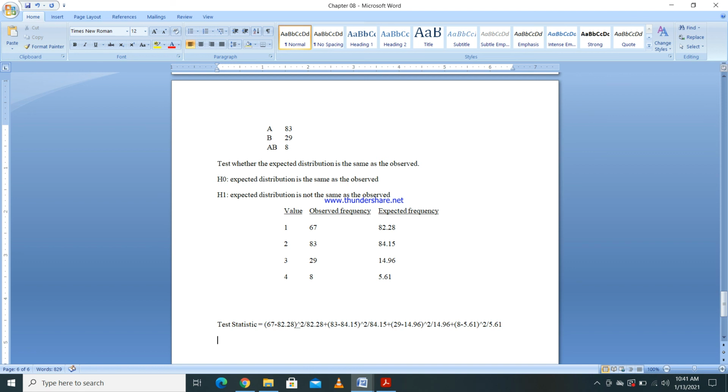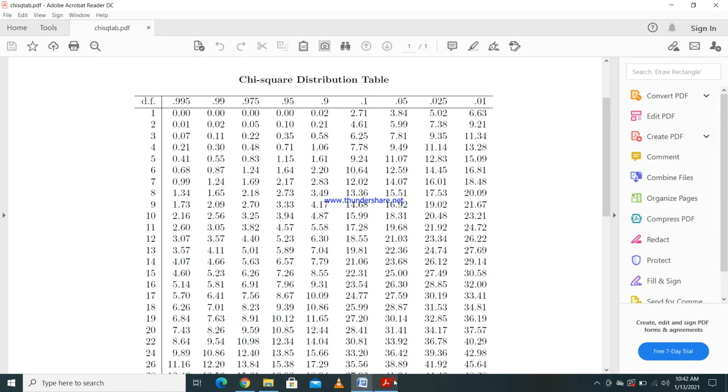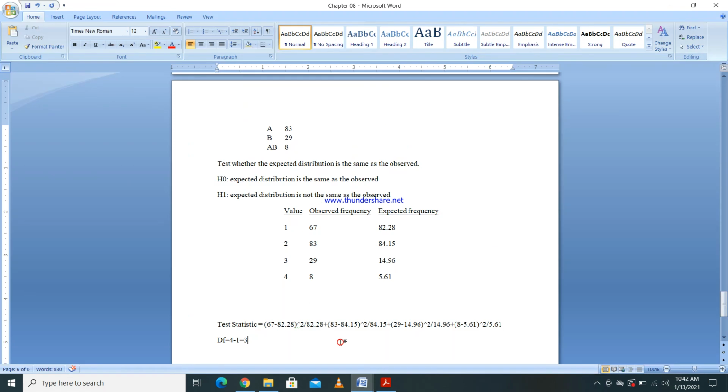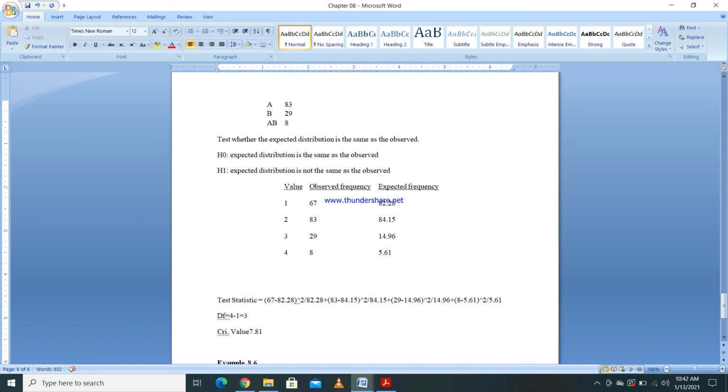Then since you have 4 different groups, your degrees of freedom would be 4 minus 1, that is equal to 3. So from the chi-square table, with 3 degrees of freedom, at the 5% significance level you have 7.81. So you have 7.81 here as the critical value. So what you have to do is, if the critical value is less than your test statistic, right?